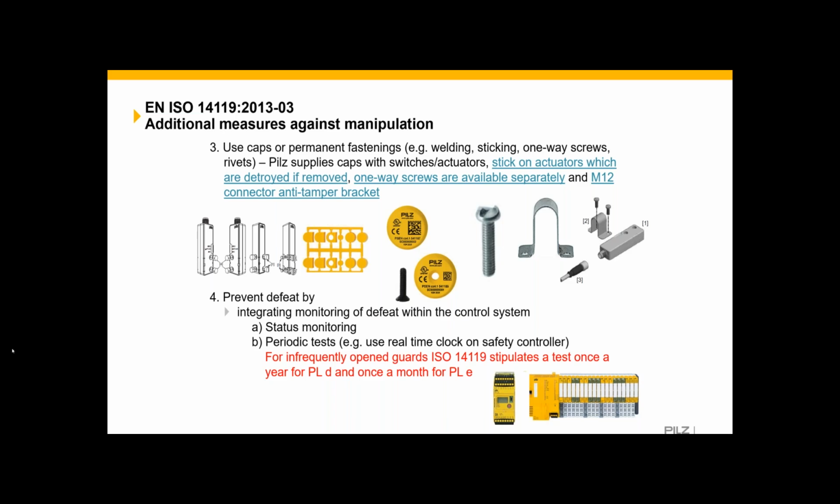We can also look at periodic testing. For frequently opened guards, 14119 stipulates a test once a year for PLD and once a month for PLE rated interlocks. Therefore, the safety controller will ask the operator, and we can use the clock within the controller, to ask the operator to actuate the interlock, and failure to do so would prevent the machine from restarting.